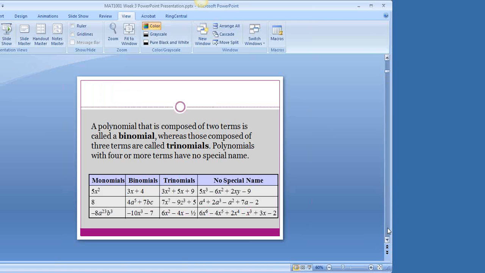And if we have one term, it's called a monomial. 2 terms is a binomial. 3 terms is a trinomial. We really don't have names for anything bigger than that.